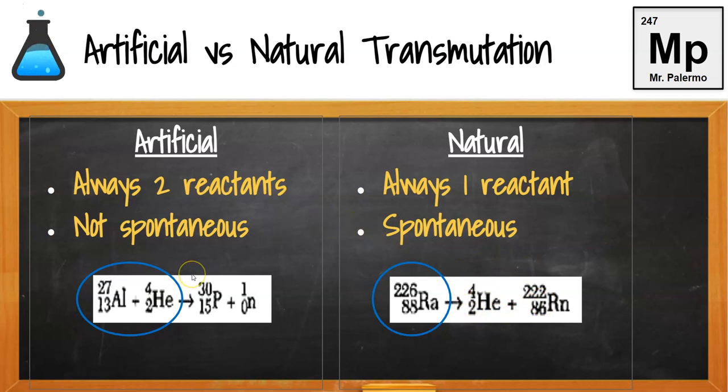Artificial is going to have more than one reactant. So in this case, we have two reactants here, and therefore it's not spontaneous. We are making this happen using things like particle accelerators to bombard a nuclei with a particle, causing it to undergo nuclear fission, to split.